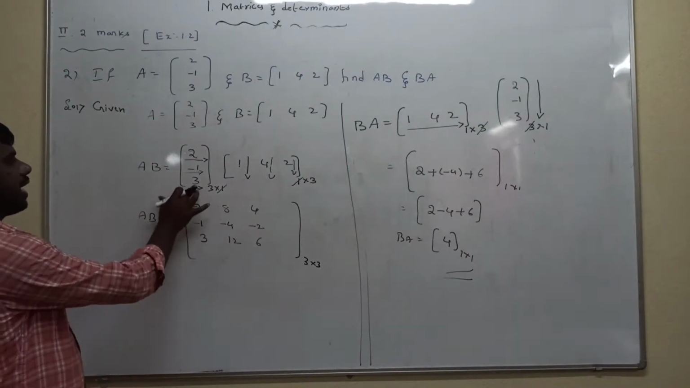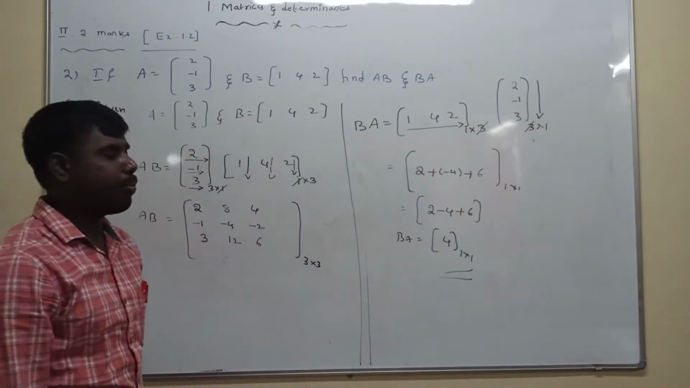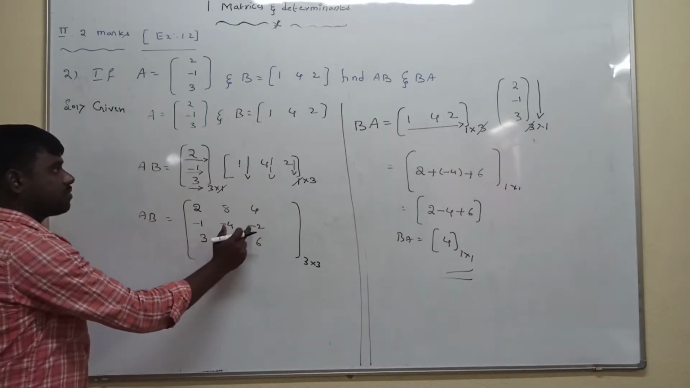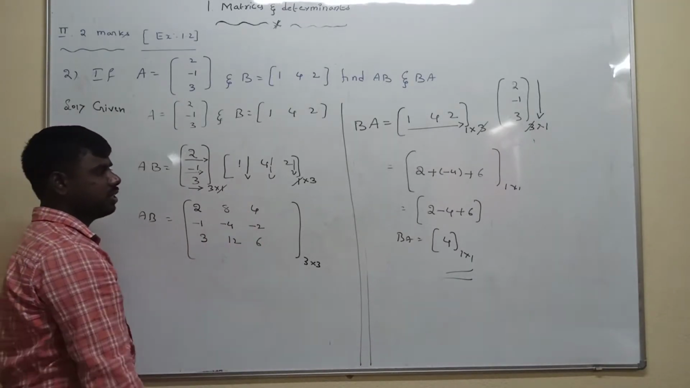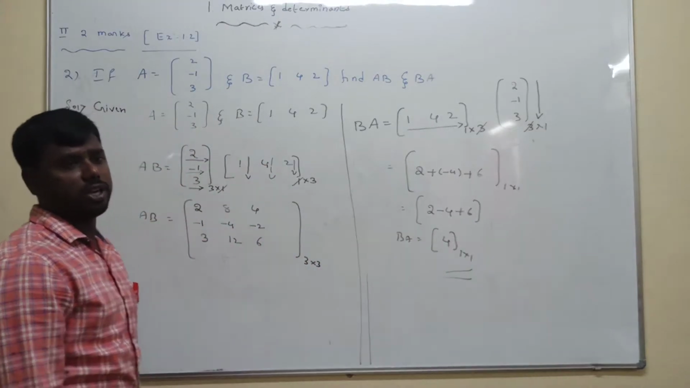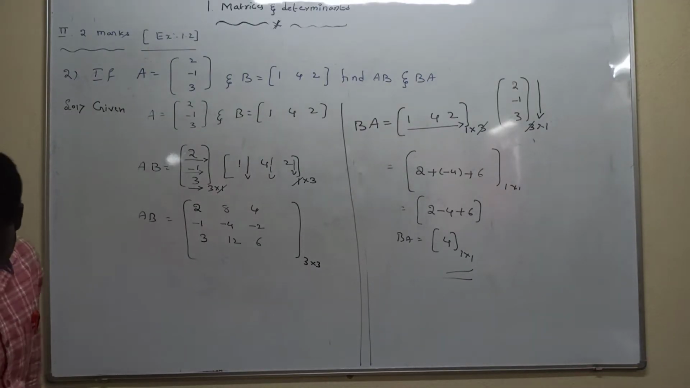First we have to calculate the AB matrix. Next we have to calculate the BA matrix. The product AB we got is 2 4 8, minus 1 minus 4 minus 2, 3 12 6. Next we got the BA matrix is only 4. This is the required solution for this question. So I think you are understanding this question. So next we are going to the third question.